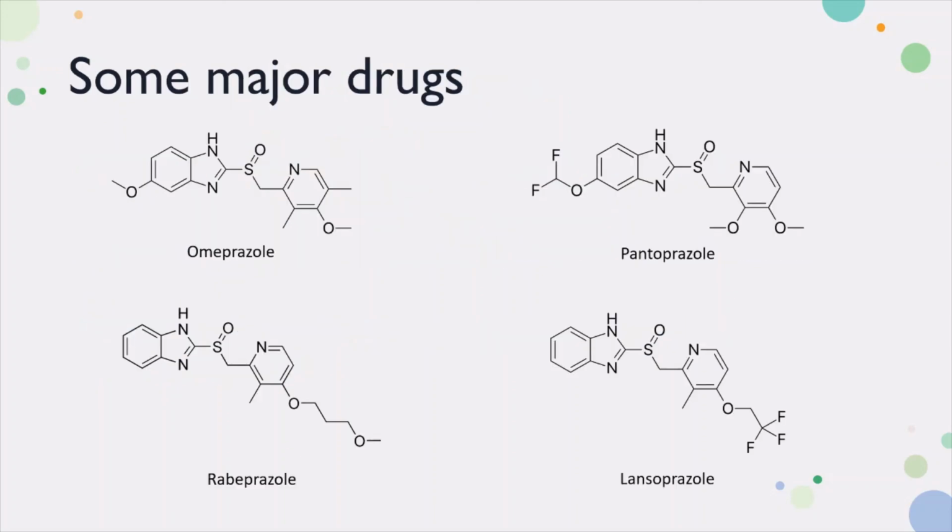The first drug of this class is omeprazole. If you look at the omeprazole structure, as we said, the benzimidazole part will be important in this case. However, different types of substitutions are there. After omeprazole, we also have pantoprazole, where we are not just keeping the simple methoxy group. That methoxy group is further substituted, so it is a difluoromethoxy group in the case of pantoprazole.